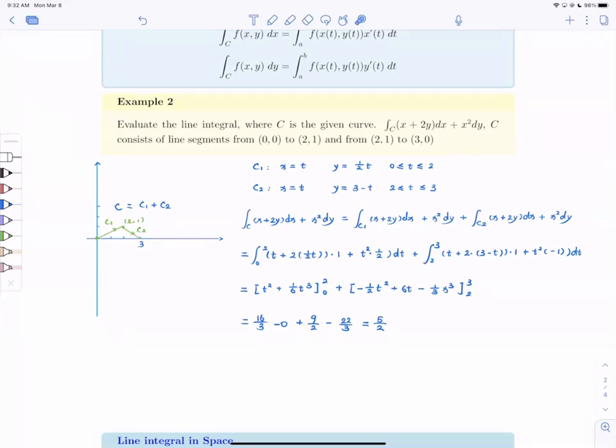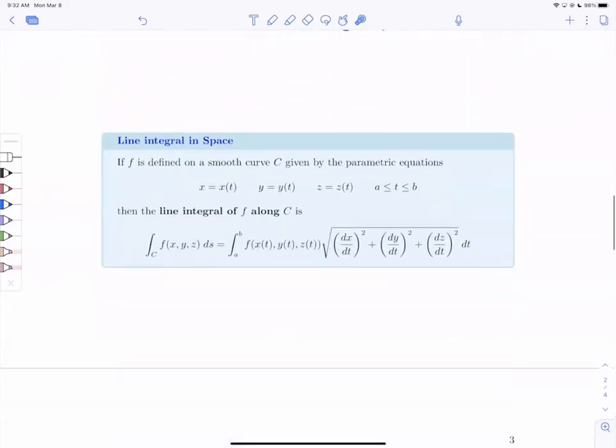No? Cool. So the third one is line integral in space. It's basically the same as before, except you have another axis, which is z, but everything else is the same except you're adding z everywhere. So we have the integral from a to b of f of x of t, y of t, z of t, and square root of the whole thing. So it's really similar. That's why I'm not doing any question on this.